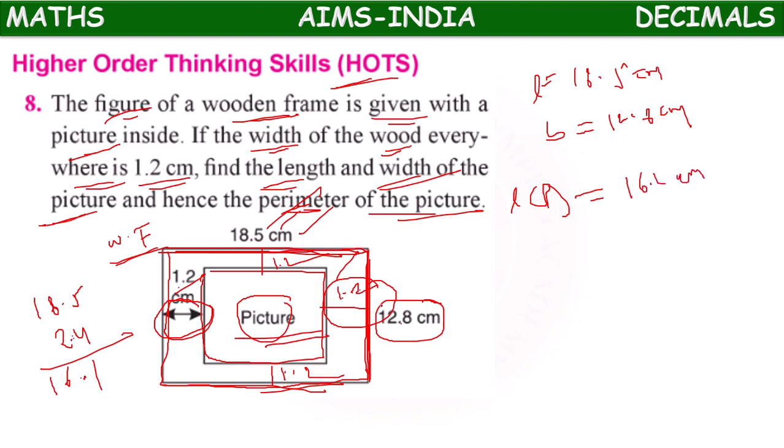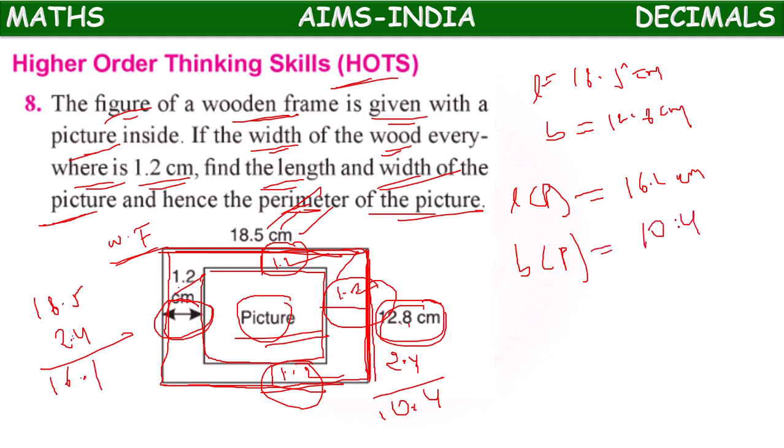So what is the width of the picture? Width of frame is 12.8. From 12.8, 1.2 upside, 1.2 downside. Again 2.4 we have to remove. From 12.8, again 2.4 we have to remove. 8 minus 4, 4. 12 minus 2, 10. So breadth of the picture is 10.4 centimeter.